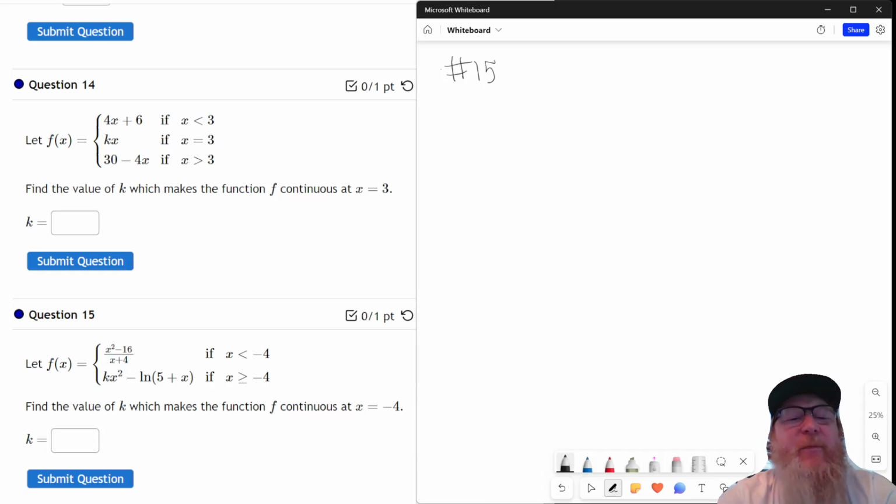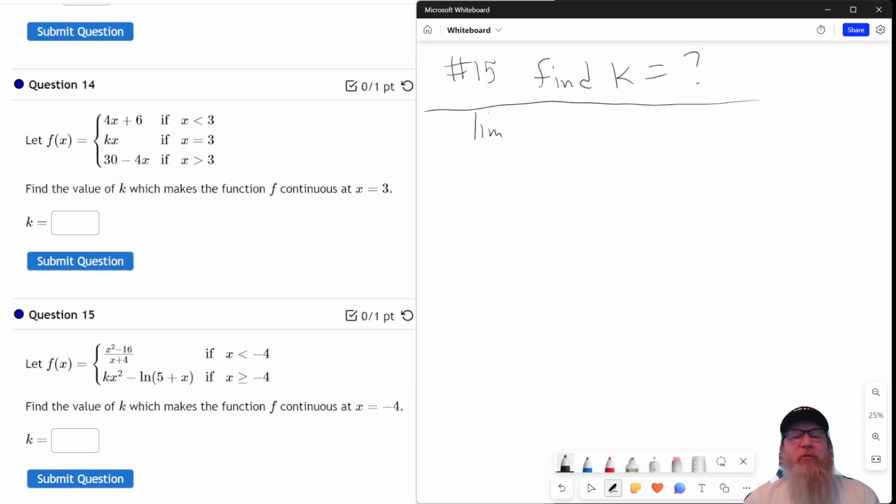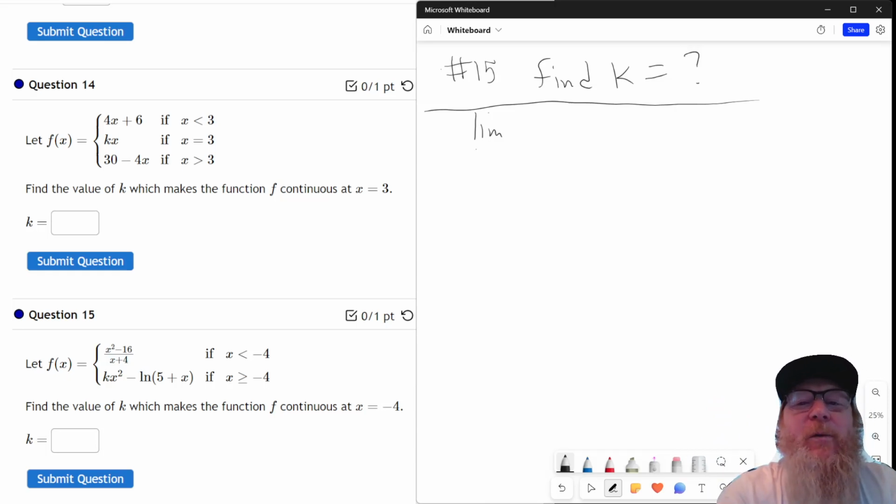Number 15, we have this function here. So what we want to do is we want to take the limit. So we're trying to find k, right? This is the very end of the concept on continuity. It's what we call a removable discontinuity, which really means to patch the hole. You are removing the discontinuity by replacing the hole with a dot, and the dot has to go in just the right spot to patch the hole.